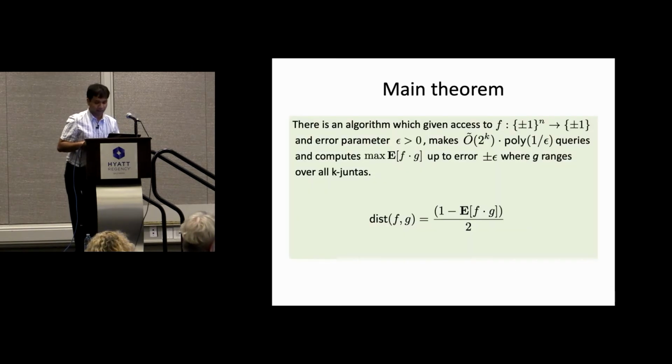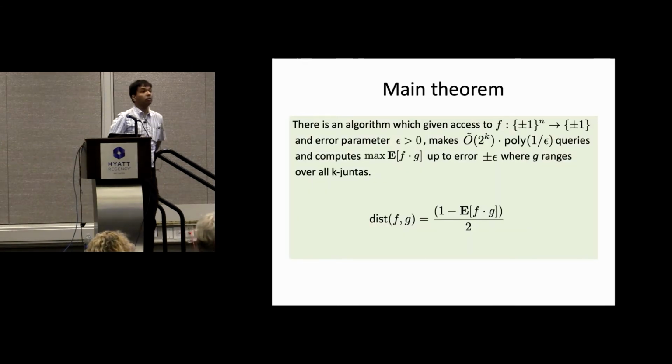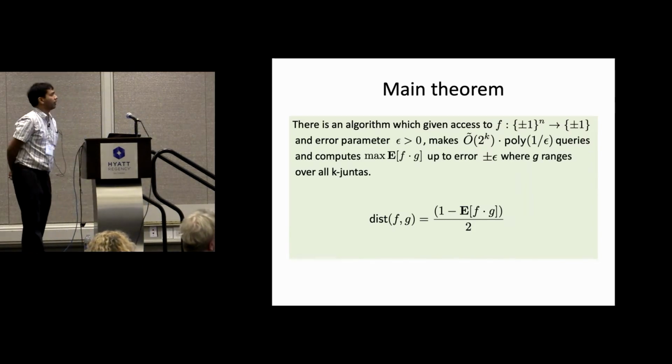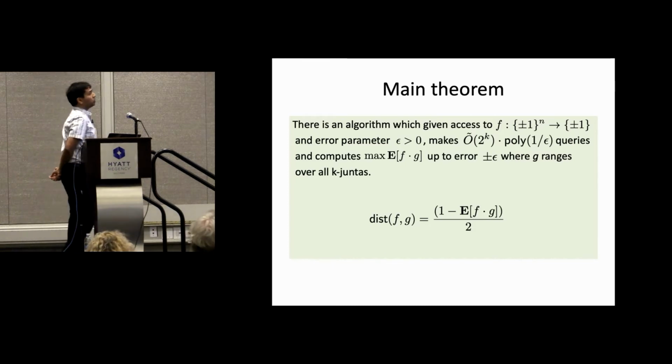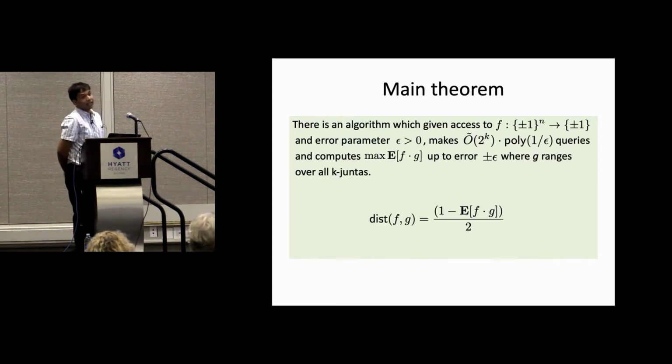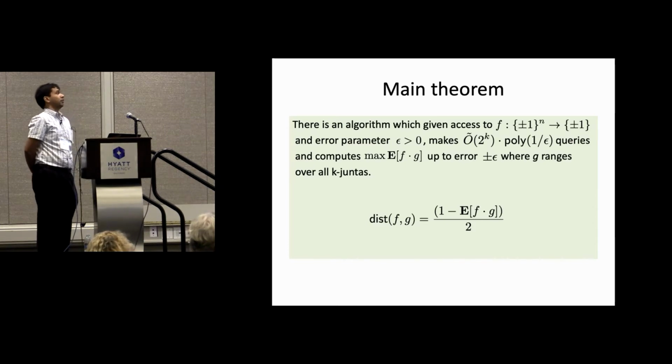So our main theorem is the following: there is an algorithm which, given oracle access to a Boolean function f and an error parameter epsilon greater than 0, will make 2 to the k times poly 1 over epsilon queries, again still independent of the ambient dimension n, and it will compute the maximum correlation that f can have with any k junta g up to an additive error epsilon.